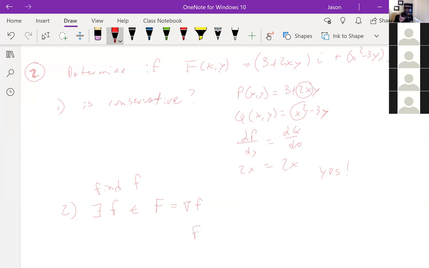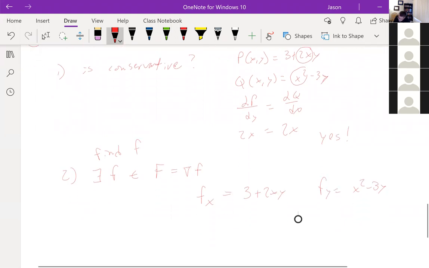So f sub x is going to be equal to this thing here, which is going to be 3 plus 2xy, and f sub y is going to be equal to x squared minus 3y, right? Because f would be the gradient of f. So if I took the partial of f with respect to x, I would get this first component. If I took the partial with respect to y, I would get this second component.